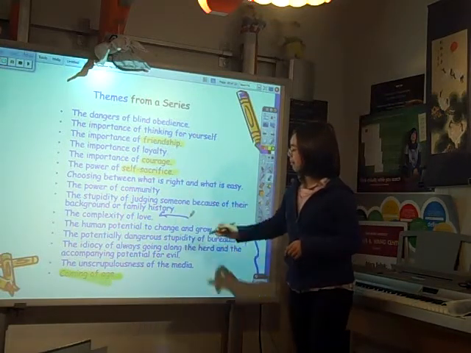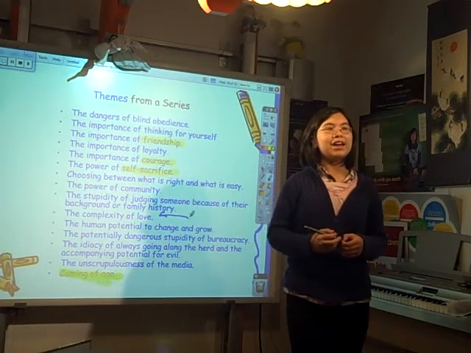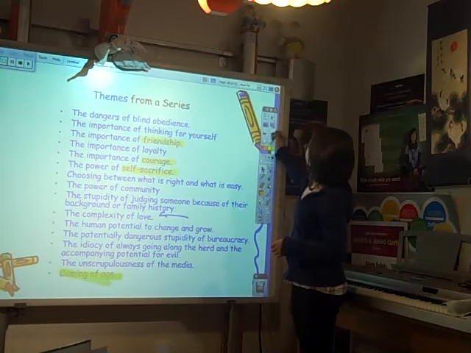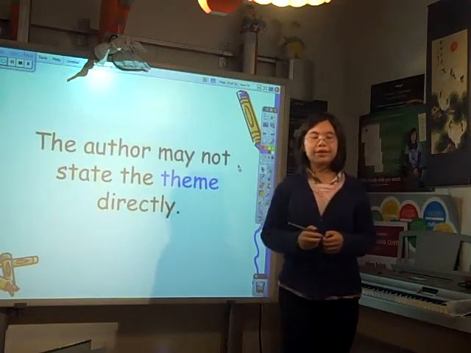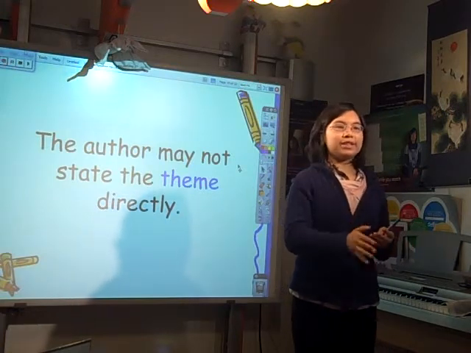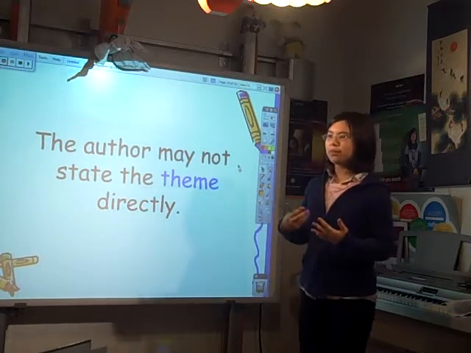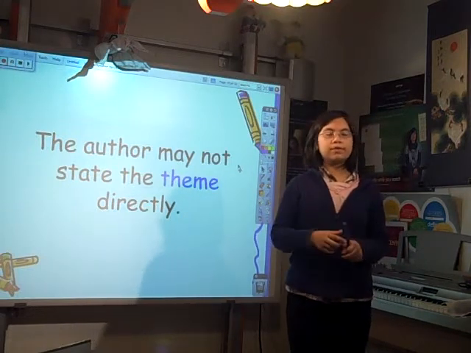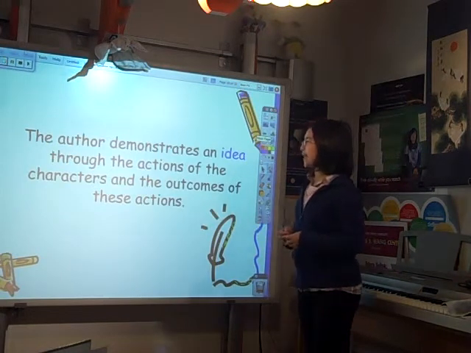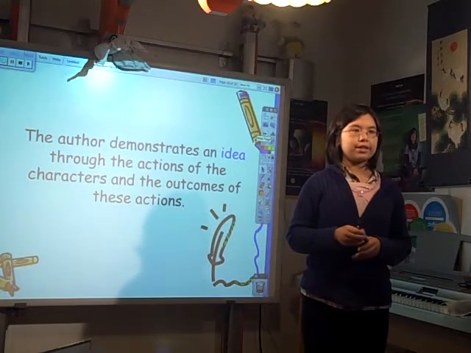Themes will come across, there might be 5, 10, even 20 themes in a good-sized book, and so you do want to identify some of the biggest ones. Now, the author might not state the theme directly. In fact, they usually don't. They don't usually say, oh, this is about the unscrupulousness of the media. No, instead, they would use examples, they would weave the story, and it ends up kind of showing you that. The author demonstrates the idea through the actions of characters and the outcomes of these actions.